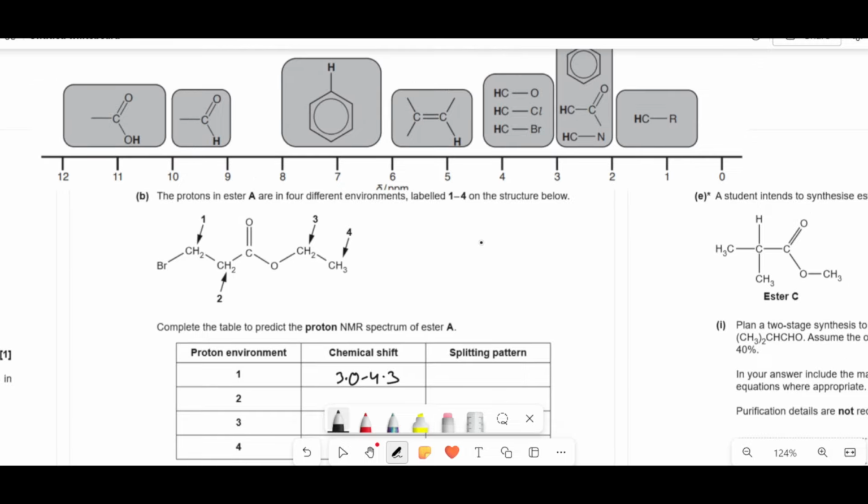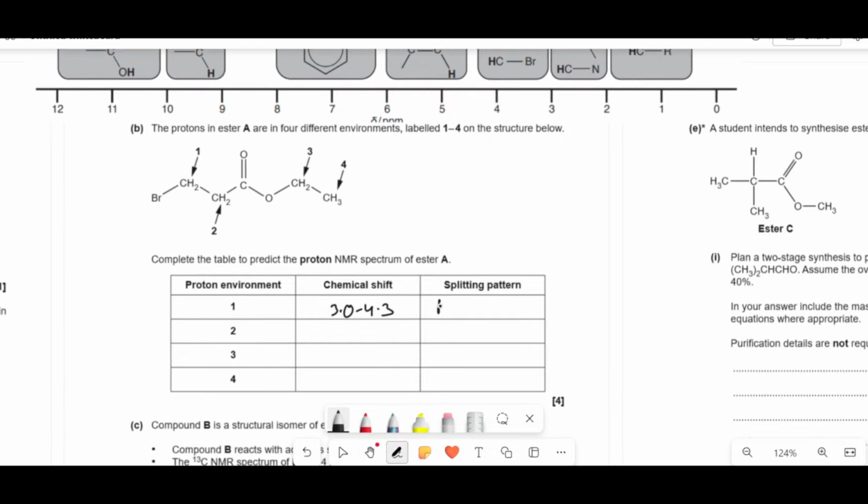Now, splitting pattern is dependent on what's next to it. So the adjacent carbon having this many hydrogens with that lovely N plus one rule. So if you look at this hydrogen environment, the adjacent carbon, well, there's no adjacent carbon on this side, but here, the carbon that it's adjacent to has 2. So that means it has to be a triplet. The N plus one rule says that the adjacent carbon will have N, like one less than the number of peaks. So if it's a triplet, then the adjacent carbon will have one less. So that's why it's 2, or N plus 1 means that the number of splittings would be the number of hydrogens plus 1, N plus 1.